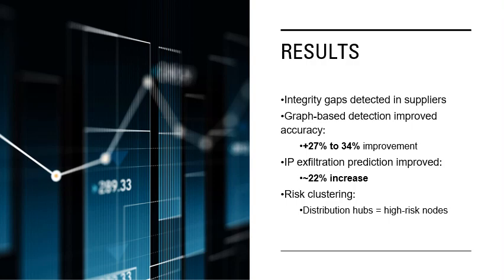So what are our results? After a simple analysis with the integrated path detected, graph-based detection improved accuracy from 27 to 34%. That is our improvement to the work. Risk-based clustering, like a distribution hub, shows the high-risk nodes. Those are the simple results that we are showing on one slide. But this system we propose can be applied to large data sets and also with simulation to increase our knowledge base, as this approach is novel so far.